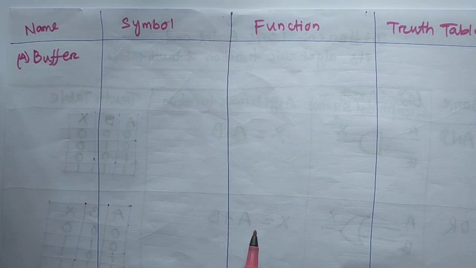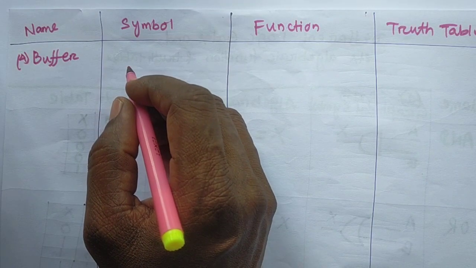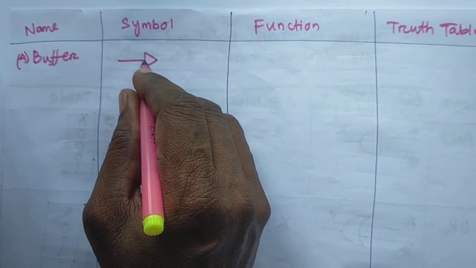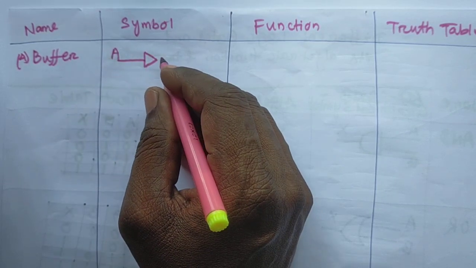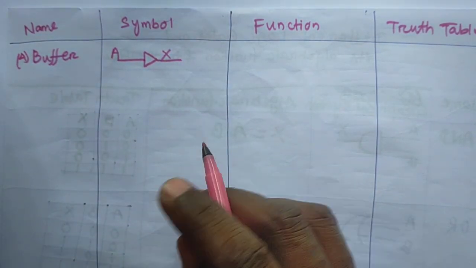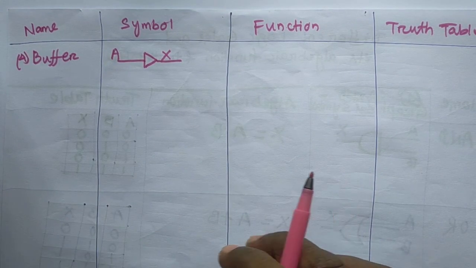Buffer is nothing but the transfer of data, storage or transfer of data. In a very simple way, with logic gates, whatever data we provide, the same data it will transfer, whatever data is provided to the buffer. The buffer symbol is like this.